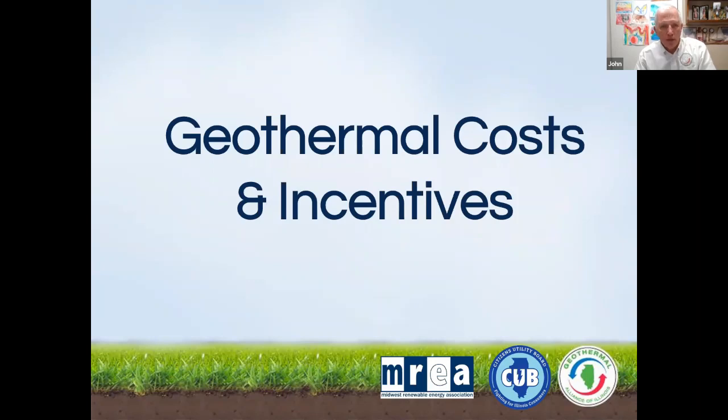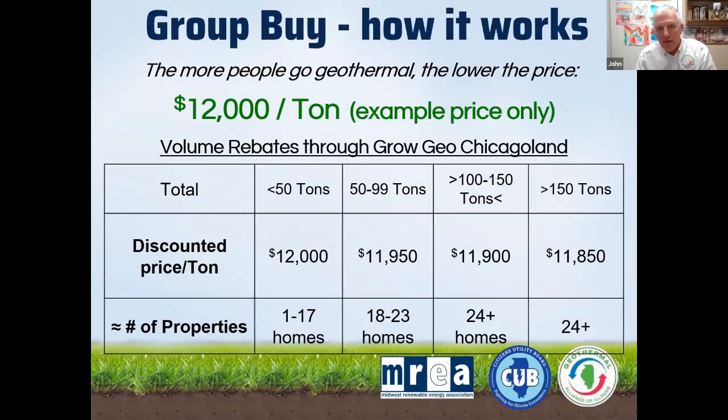So we want to talk a little bit about how much geothermal costs and what the incentives are. Now, we can't tell you exactly what a system will cost because every system is really different. And we'll explain a little bit more about that. But this is how our group buy works. And for example only, and this gets you in the ballpark if you're trying to determine how expensive geothermal is, we're using the example price in the Chicagoland region of $12,000 a ton.